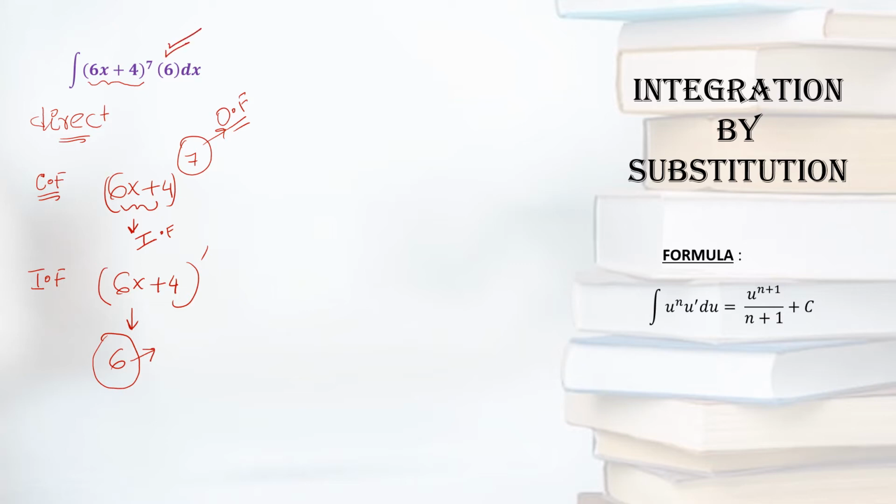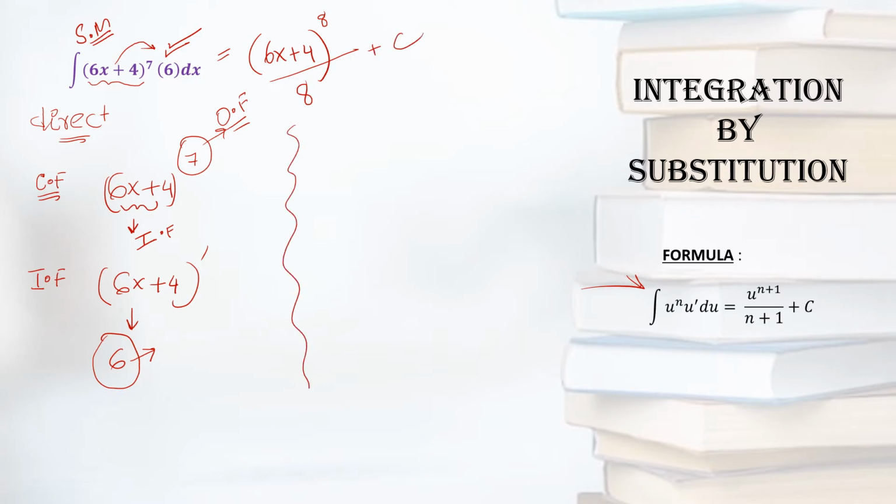So if the derivative of the inner function is written inside the quotient, it is better to use the substitution method. And what you will do, apply the power rule. It means write the inner function as it is and add 1 to the power, that will give you 8. The number written in the power should be divided here, and plus c. So that is our direct answer.